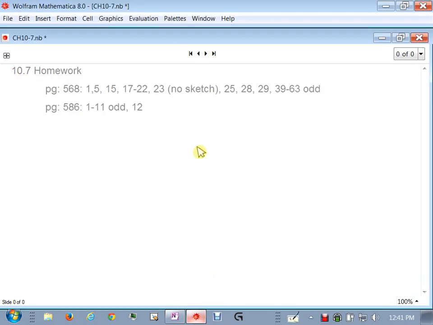Was there a homework assignment at the end? Yeah, there's a homework. 568. Make sure it's the right page. Whoa, that's way off on the page. I think it's 589.